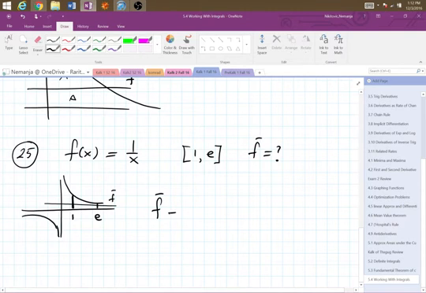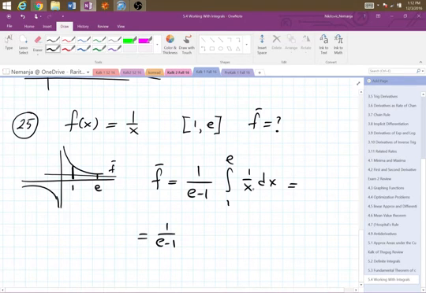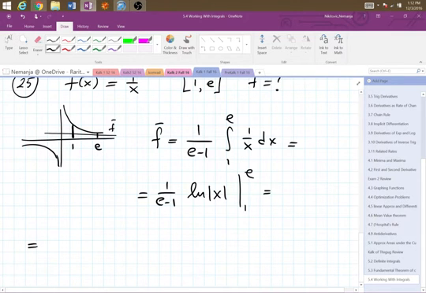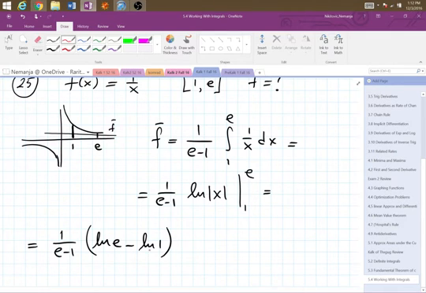So the average value is 1 over e minus 1 times the integral from 1 to e of 1 over x dx. What is the integral of 1 over x dx? ln absolute x, very good. Computed from 1 to e, which gives me 1 over e minus 1 times ln e minus ln 1. ln 1 is 0. ln e is 1. So the answer is 1 over e minus 1. Now you can use your calculator and figure out what that value is. It has to be 0 point something.